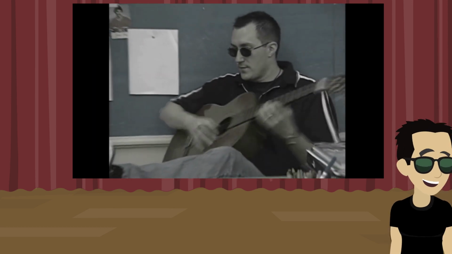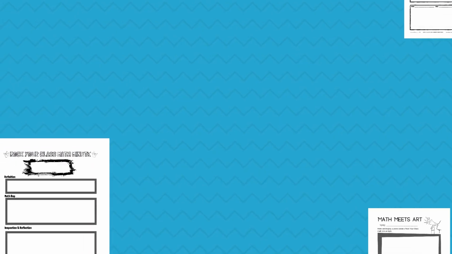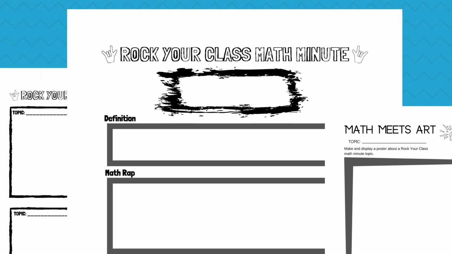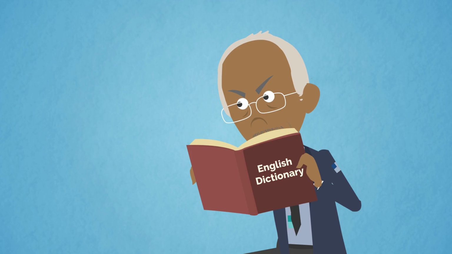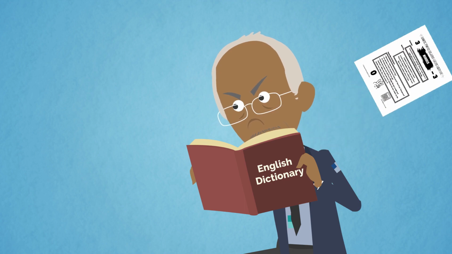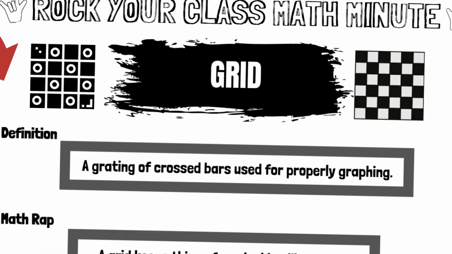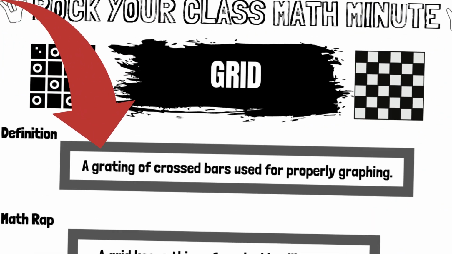Get ready for today's Math Minute topic. Grid. What does the dictionary say? A grading of crossed bars used for properly graphing.